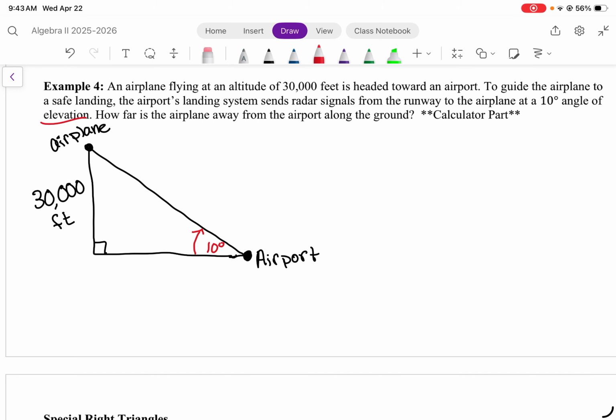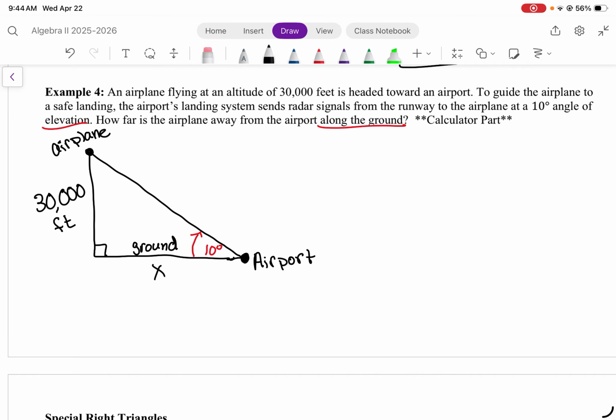How far is the airplane away from the airport along the ground? So make sure you are reading the whole problem, because the ground again would be like flat. It would be the bottom of this triangle. So that means they're looking for X on the bottom. A common mistake for this problem is people think that they're talking about the hypotenuse, but because they specified along the ground, it needs to be that bottom side of the triangle. So once we know that, our angle is 10 degrees, the side opposite of that is 30,000, and then the adjacent would be X.